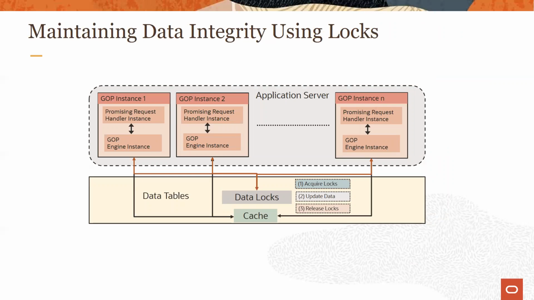A data locking mechanism ensures mutual exclusion in cases where multiple promising instances have to concurrently access and modify the same cache data. Each instance uses different options to acquire locks, update data, and release locks.